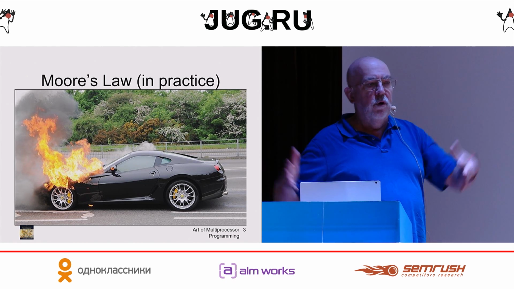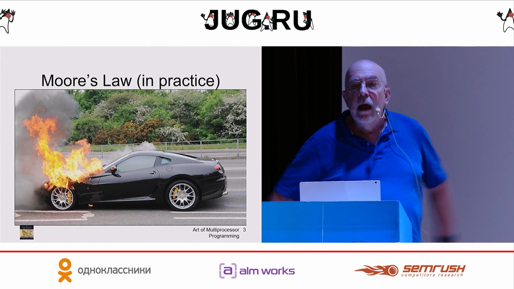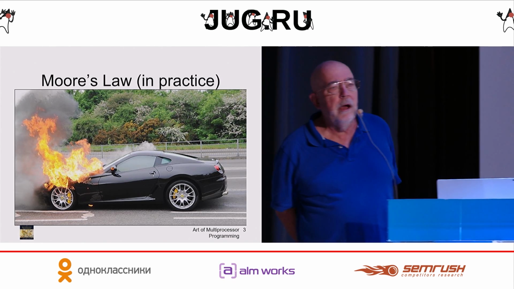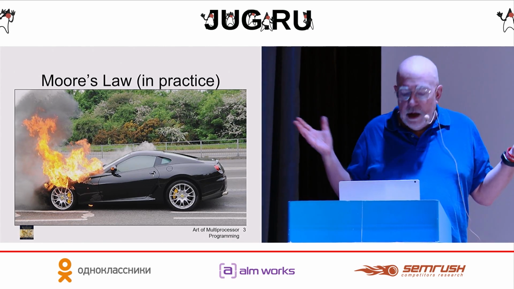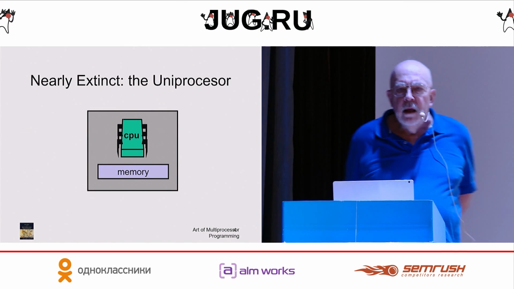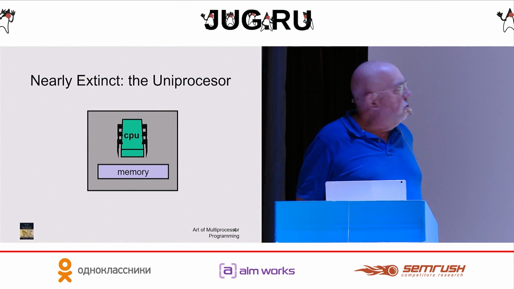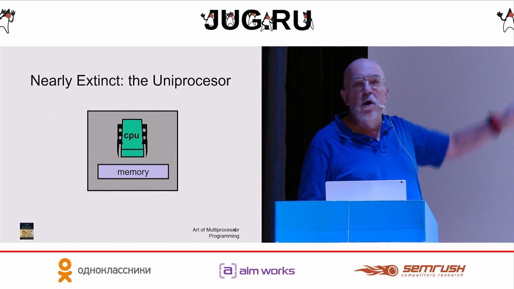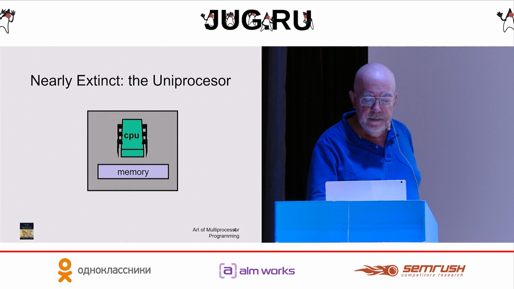So this year you can get 4 cores, next year you get 8 cores, next year you get 16 cores. And the wonderful thing about this is that people don't really know how to make use of this, which is why people like me still have a job. So a long time ago, computers consisted of a single CPU and some memory. This was called a uniprocessor. This was back in the age of the dinosaurs.